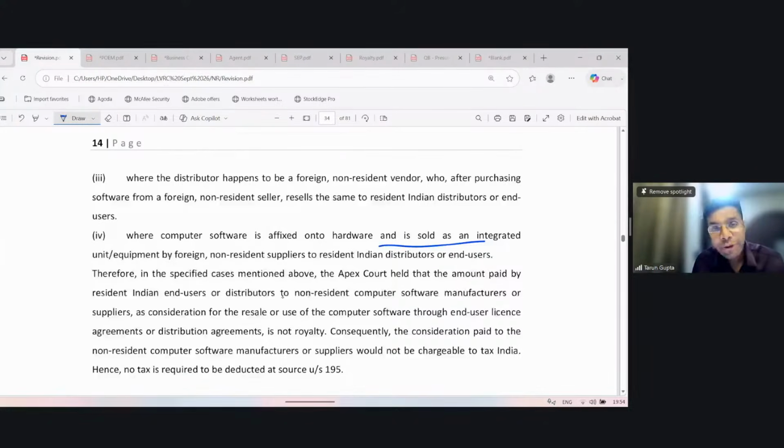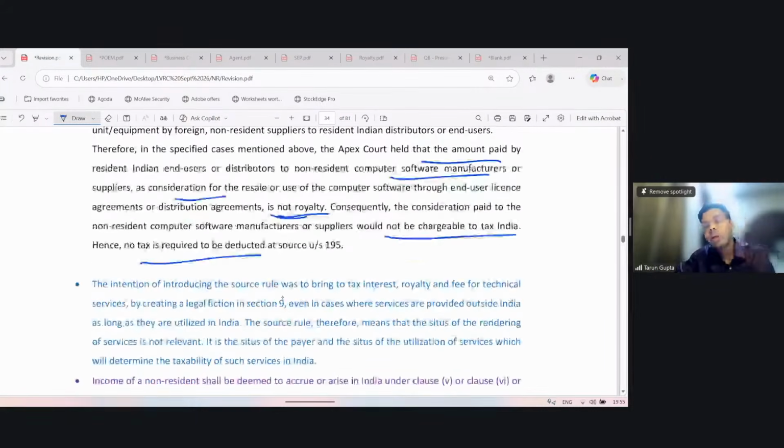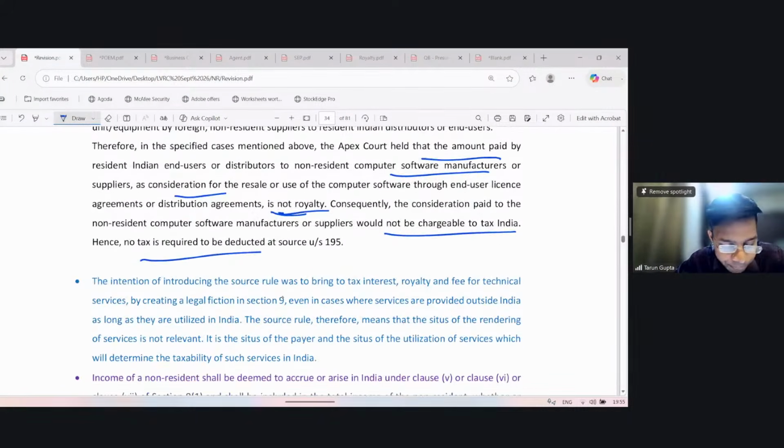Therefore, in the specified cases mentioned above, the apex court held that the amount paid by a resident Indian end user or distributor to a non-resident computer software manufacturer or supplier as consideration for resale or use of computer software through an end user license agreement or distributor agreement is not royalty. Consequently, the consideration paid to the non-resident computer software manufacturer or supplier will not be chargeable to tax in India. Hence, no tax is required to be deducted under Section 195. It was held in the case of EAC by the Supreme Court.